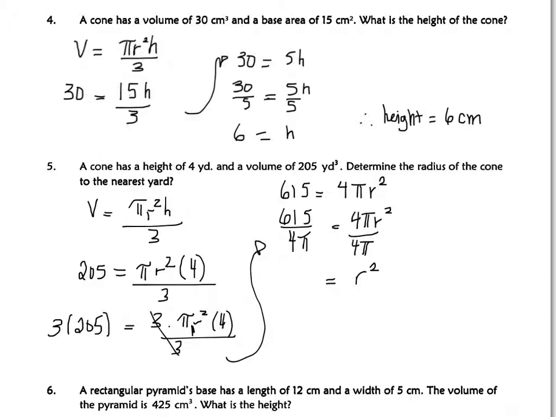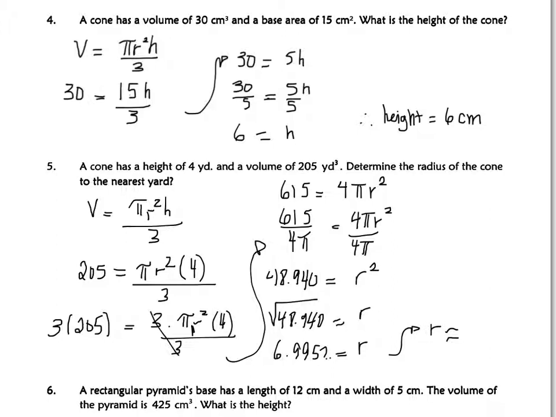So 615 divided by 4 pi is 48.940. That's enough decimal places. So therefore r would equal the square root of that, which is 6.9957, and so on. So that would mean that the radius is approximately 7 yards.